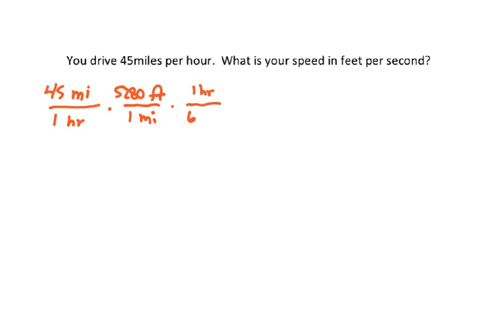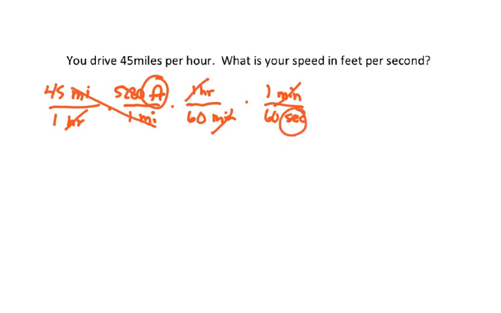And then we're going to have 60 minutes. And then I also know how many seconds are in a minute. So I'm going to have 1 minute, and that is going to equal 60 seconds. So now we've got this math that's going to be a pain, but thankfully we are totally allowed to use calculators in this class. So my miles are going to cancel. My hours are going to cancel. My minutes are going to cancel. And we know we're going to have feet on top, seconds on bottom, which is exactly what we want.